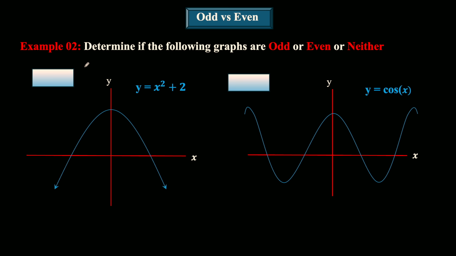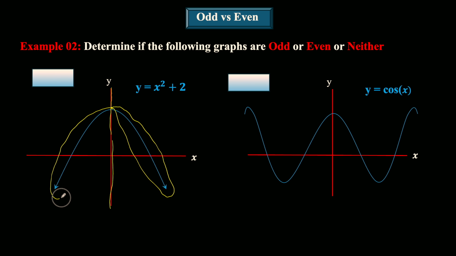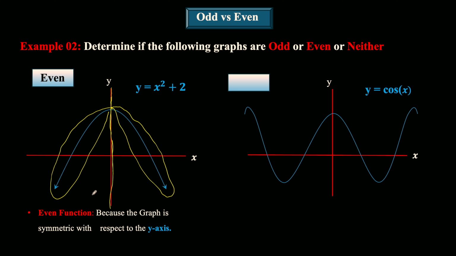Let's see our second example. Determine if the following graphs are odd or even or neither. So this is the function, this is the graph. So this is the y-axis, right? Obviously you see that this part is symmetric with this part with respect to the y-axis, okay? So it is even, okay? Even function because the graph is symmetric with respect to the y-axis.